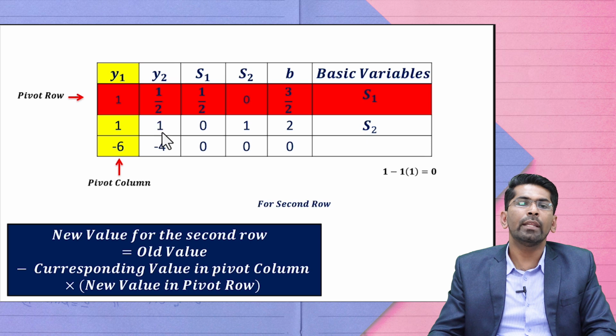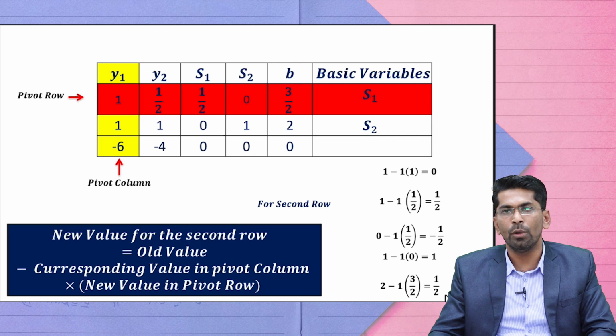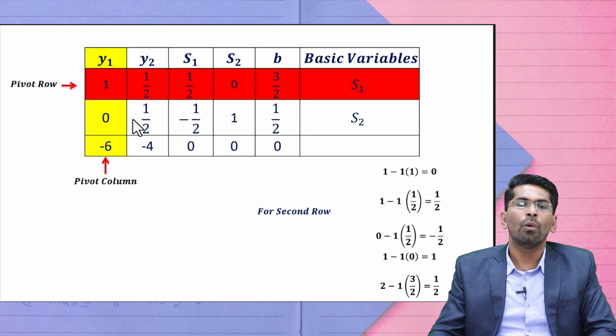Similarly, the second element is 1 minus 1 into 1 by 2, which is equal to 1 by 2. Then 0 minus 1 into 1 by 2, which is equal to minus 1 by 2. Then we have 1 minus 1 into 0, which is equal to 1. Then 2 minus 1 into 3 by 2, which is equal to 1 by 2. So for the second row we have calculated the new values. We are going to replace the old values by the new calculated values. So it will become 0, 1 by 2, minus 1 by 2, 1, 1 by 2.